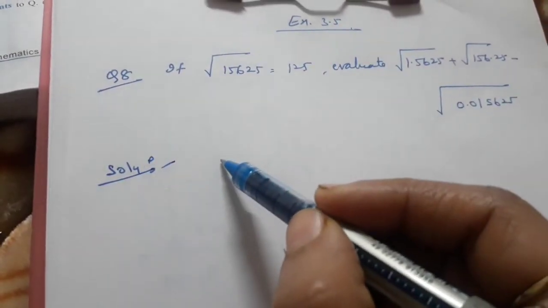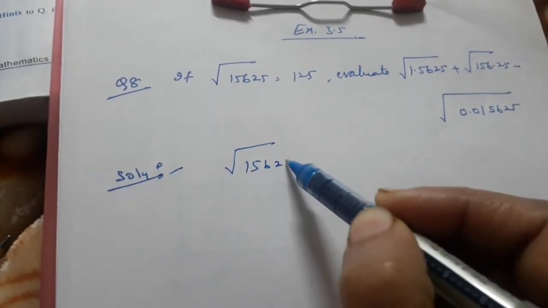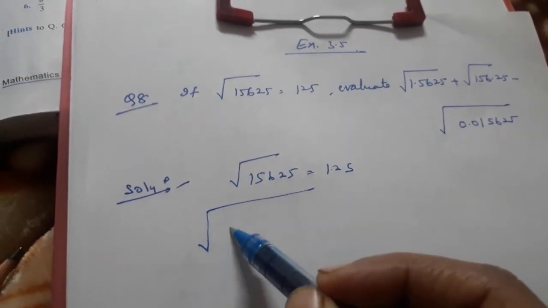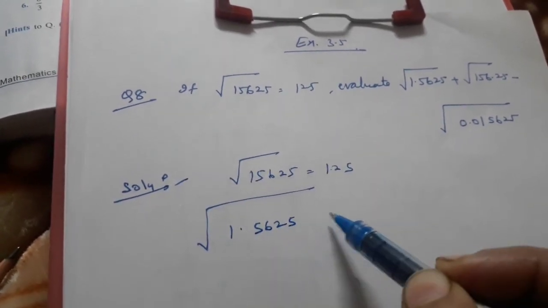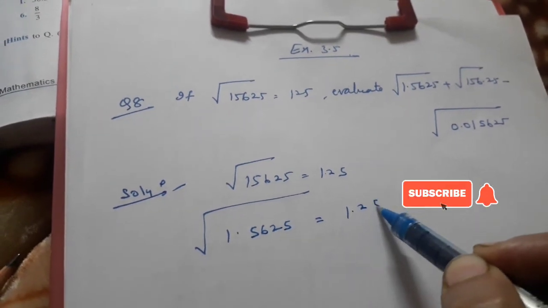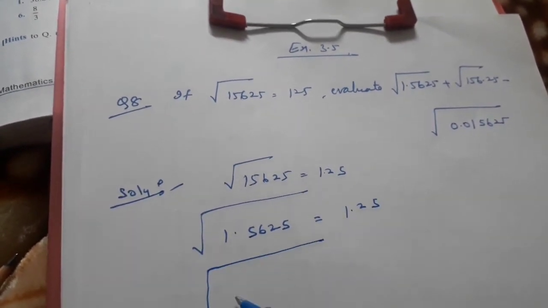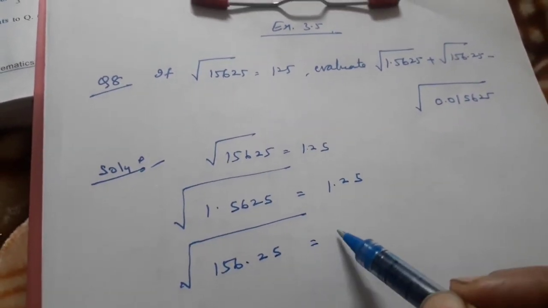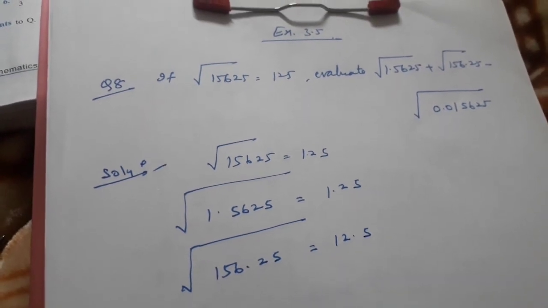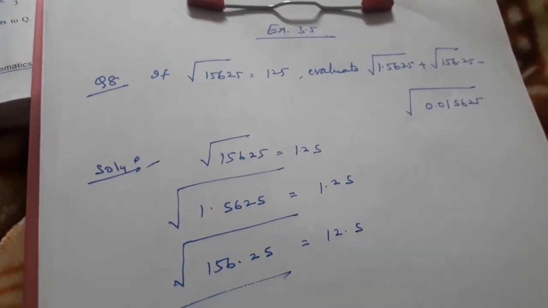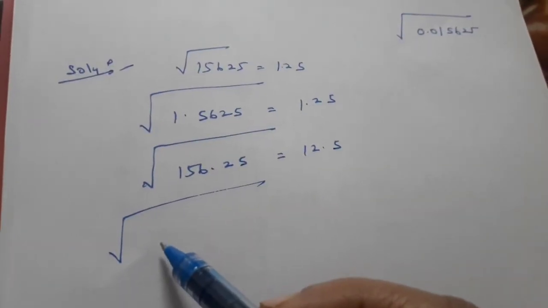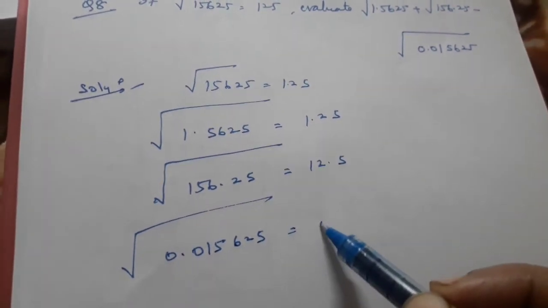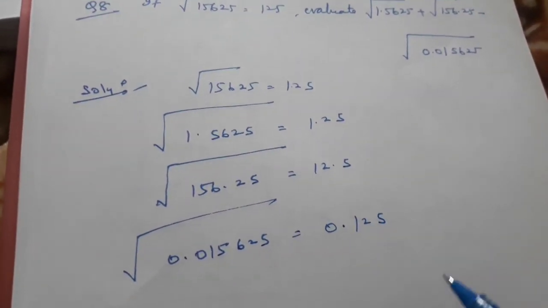So we have been given root 15625 equal to 125, and root 1.5625 would be equal to 1.25, and root 156.25 would be equal to 12.5, and root 0.015625 would be equal to 0.125. This is our calculation.